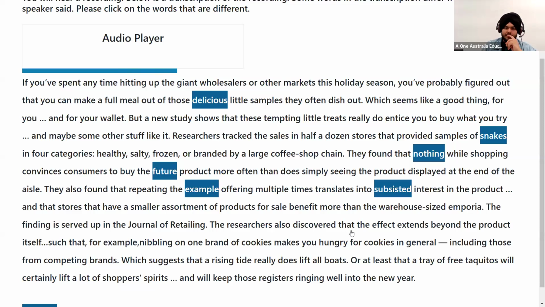The researchers also discovered that the effect extends beyond the product itself, such that, for example, nibbling on one brand of cookies makes you hungry for cookies in general, including those from competing brands. Which suggests that a rising tide really does lift all boats. Or at least that a tray of free taquitos will certainly lift a lot of shoppers' spirits, and it'll keep those registers ringing well into the new year.